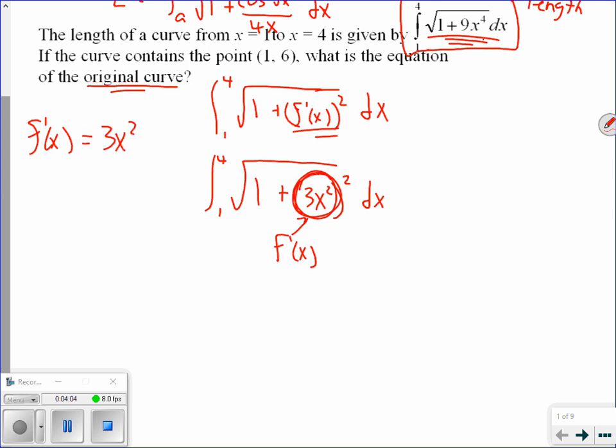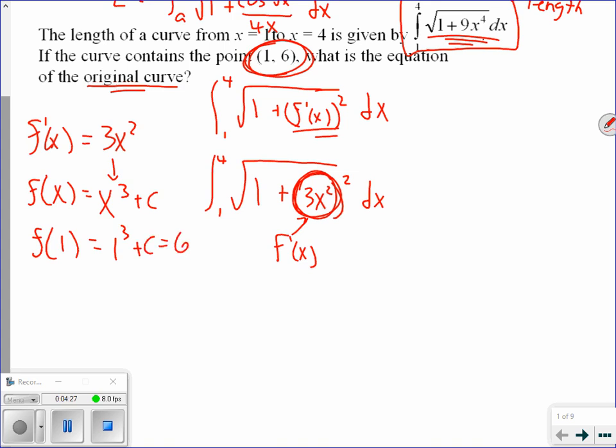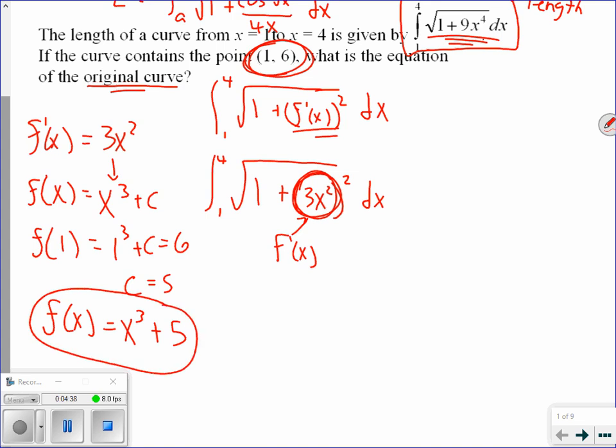Now, can I not solve for the original function from that? Can I not integrate this? F of x is going to be the integral of 3x squared, which is just x cubed, plus c. We can actually solve for the c because we're given an initial point. If I plug 1 into that, set equal to 6, you get that c is equal to 5. So my original function is x cubed plus 5. There's a little recap of yesterday, just understanding the formula and being able to do that.